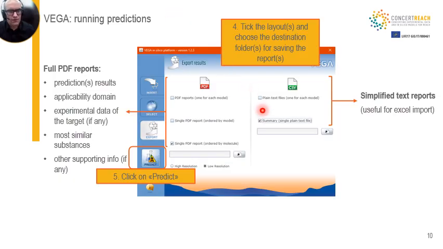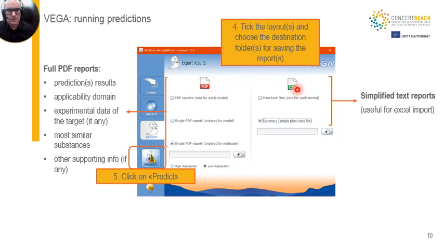Then the type of report to be generated can be selected. We have, in general, 2 types of report, PDF and text, with the PDF including all information from the result, so the prediction itself, the applicability domain evaluation, similar molecules, and so on.